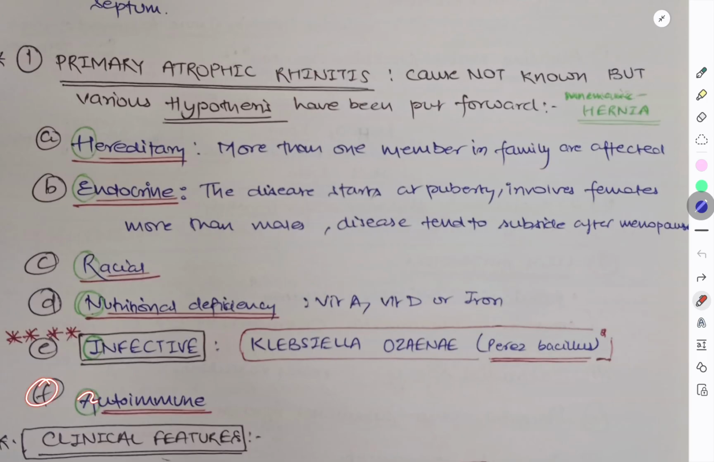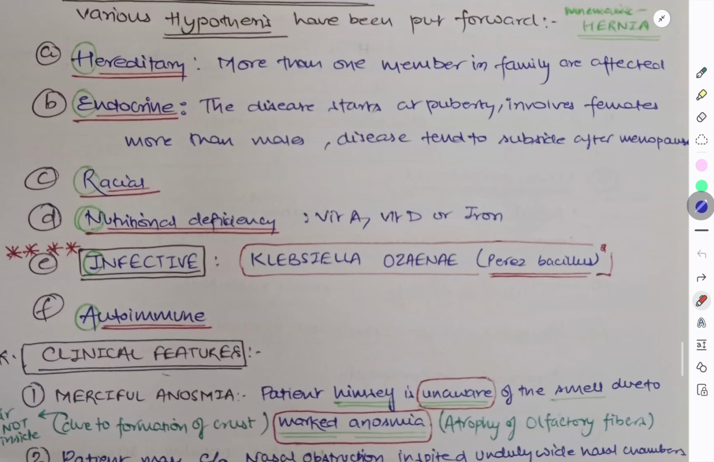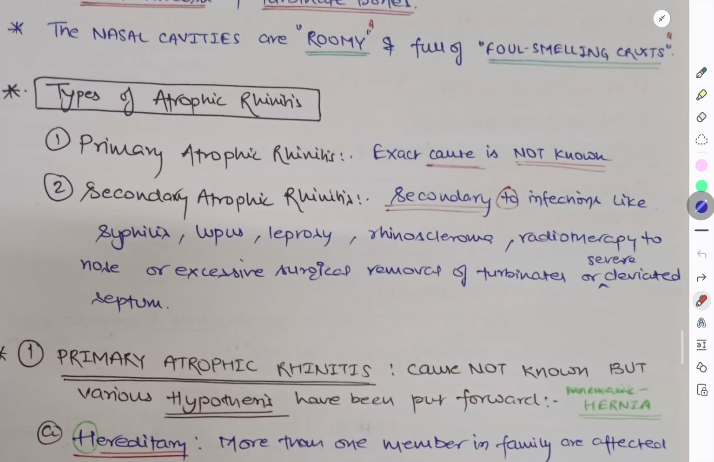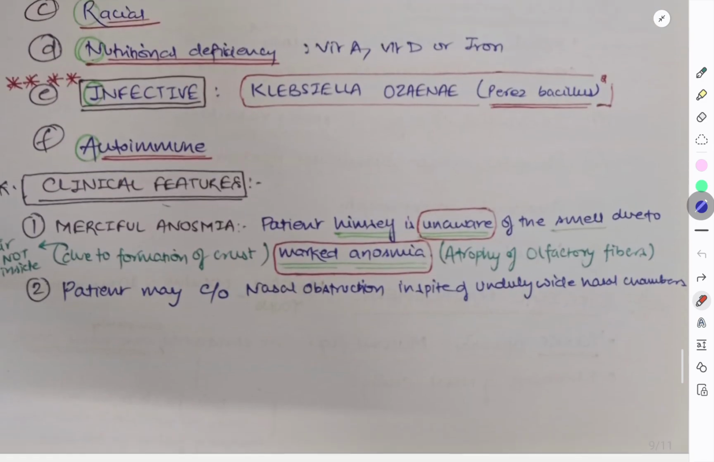Then A stands for autoimmune. So in HERNIA, H stands for hereditary, E for endocrine, R for racial, N for nutritional, I for infective, and A for autoimmune. These are the causes for atrophic rhinitis. In secondary, we have syphilis, lupus, leprosy, rhinoscleroma, radiotherapy, excessive resection, and severe deviated nasal septum.